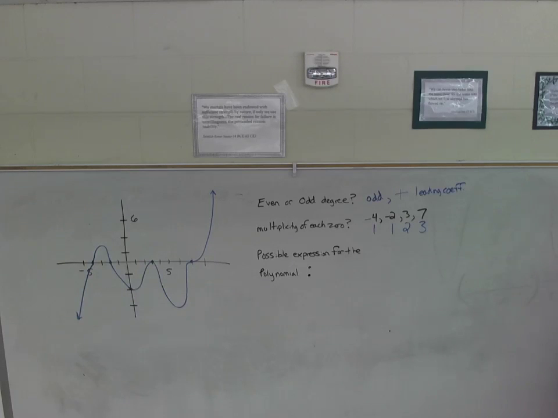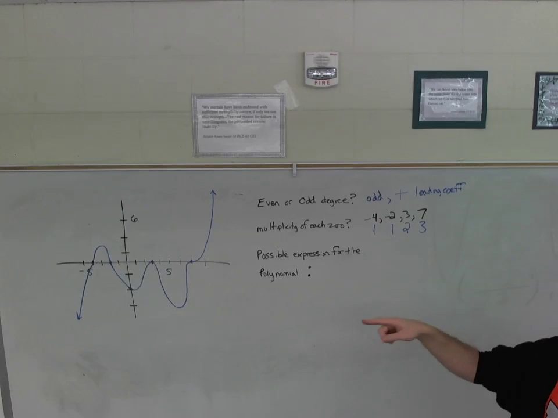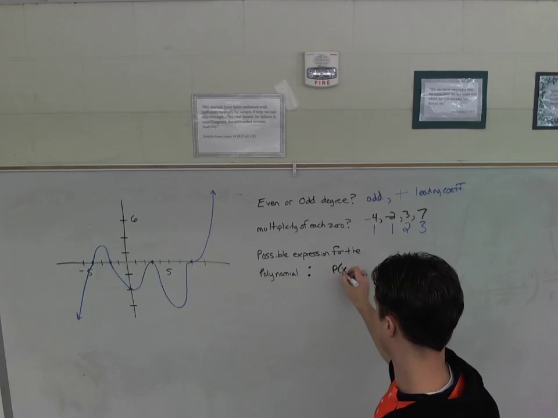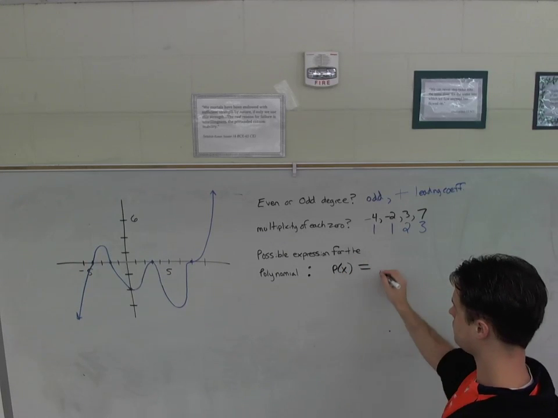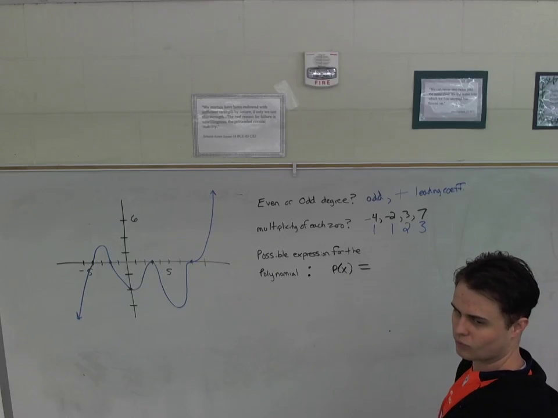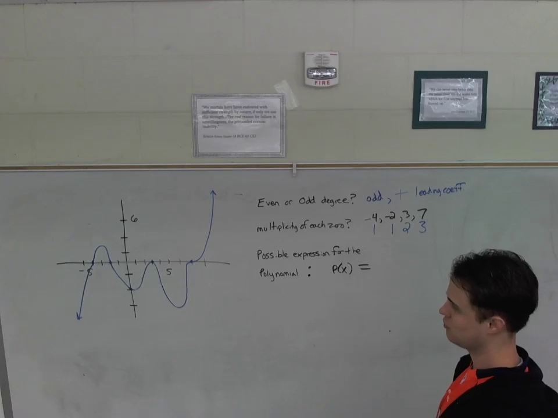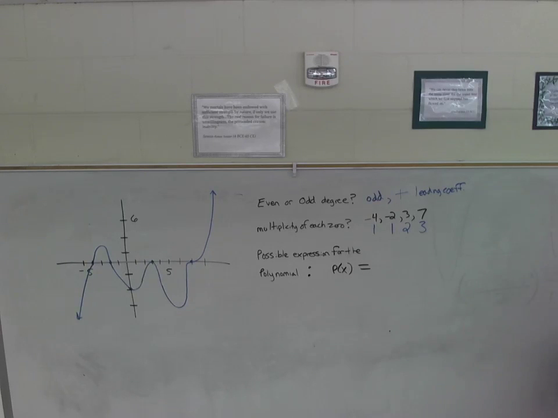I said possible expression for the polynomial. There could be multiple ones because we're not exactly quite sure about some of these things, right? And there could be any coefficient in front. So what's a good one? X to the 7th. Yeah, I think we want to make it easier than that. X to the 5th. You're going to make it really hard. X squared. Well, I don't think any of those things are good.